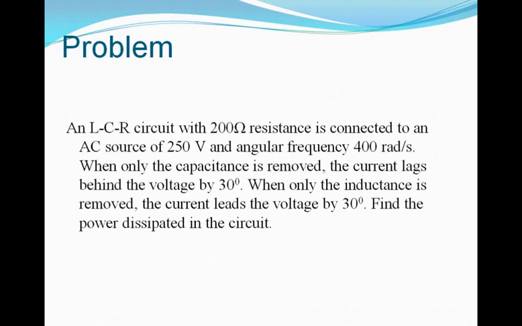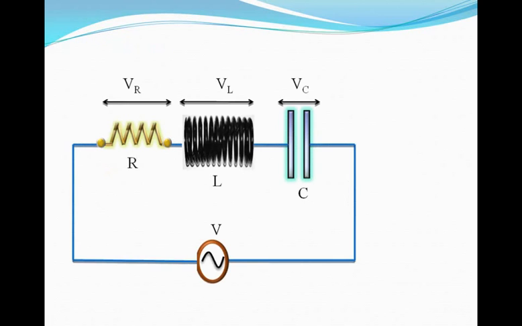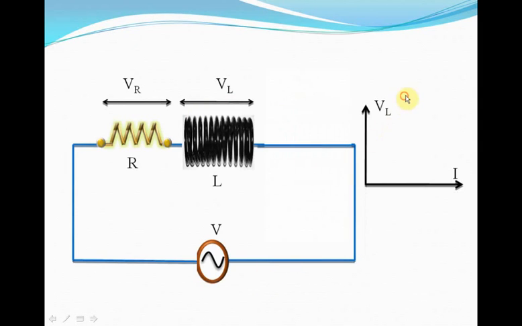But to calculate Irms and phi, so many conditions are given in this question. So let's look at each condition and try to calculate Irms and phi. First, let's look at the first condition. It is given that when the capacitor is removed from this LCR circuit, in that case, the voltage leads the current by 30 degrees, isn't it?